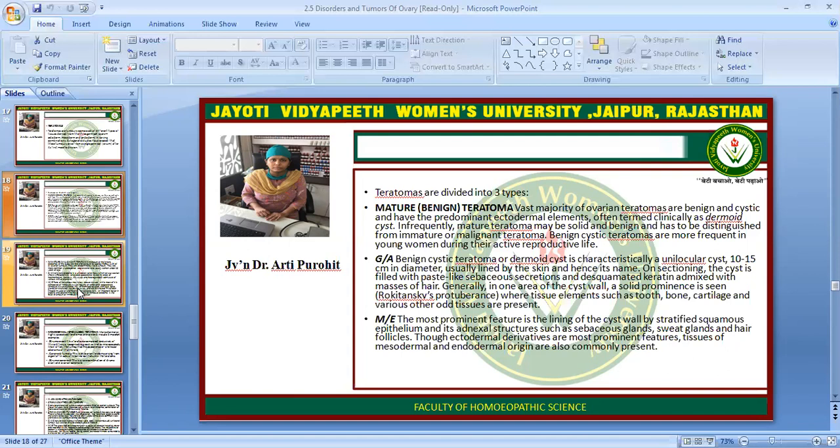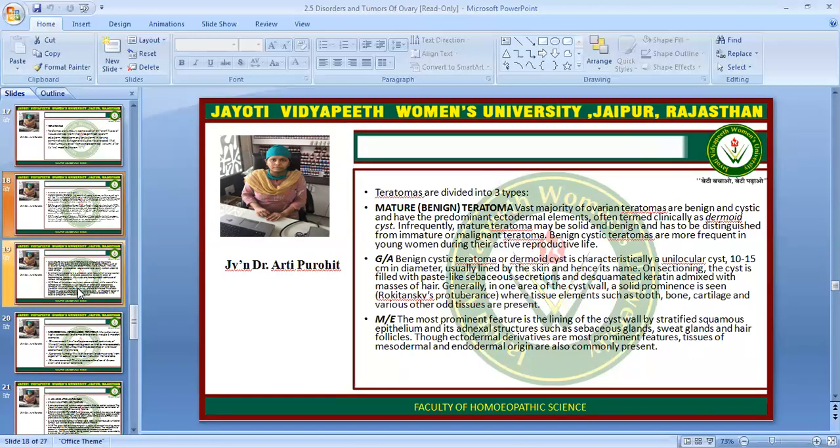On general examination, benign cystic teratoma or dermoid cyst is characteristically a unilocular cyst 10 to 15 centimeters in diameter, usually lined by skin, and hence its name. On sectioning, the cyst is filled with paste-like sebaceous secretion and desquamated keratin admixed with masses of hair.